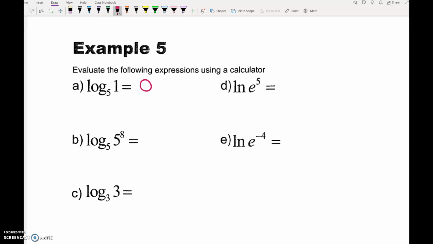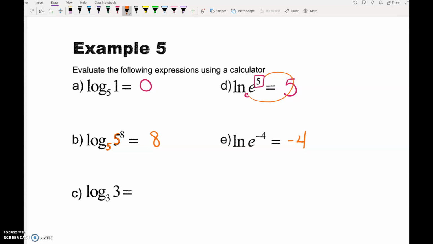To do ln of e to the 5th, we do ln. Remember, e is above the ln button, so you'd have to push second ln to get your e, and then type in your 5. You end up getting 5. So basically, if your base and the number inside the log match, it's just going to be that exponent as your answer. This should make sense because e to the 5th equals that whole thing, e to the 5th. This one would be negative 4.